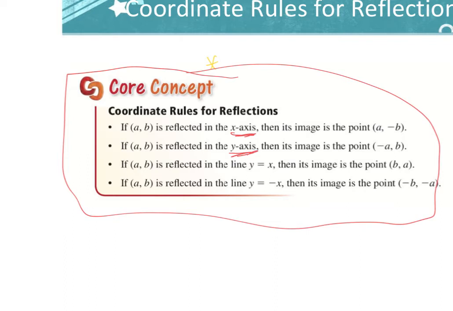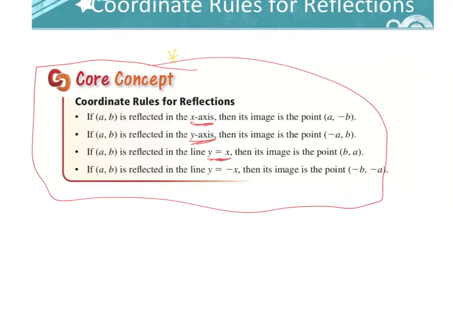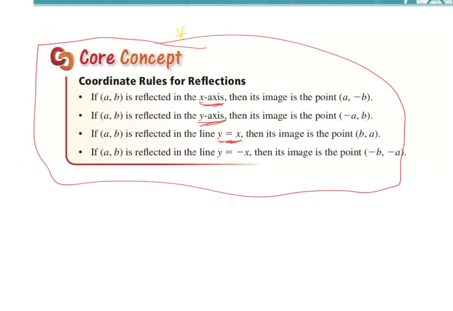Now, let's go back one slide and check out this y equals x. Let's check that the image of each of those points is going to be BA. Sometimes you cannot conceptualize it like I did. So definitely memorize these coordinate rules for reflection. And on the next slide, we're going to deal with y equals -x, okay?